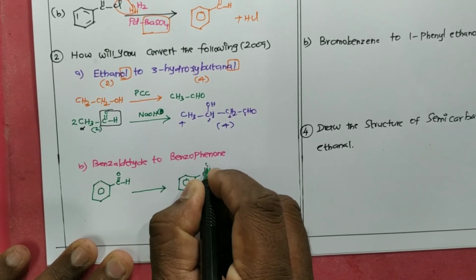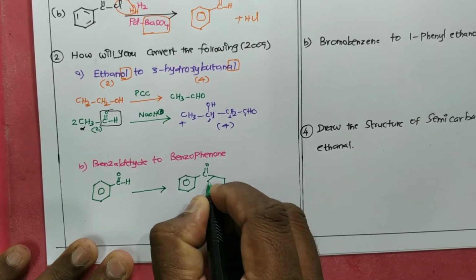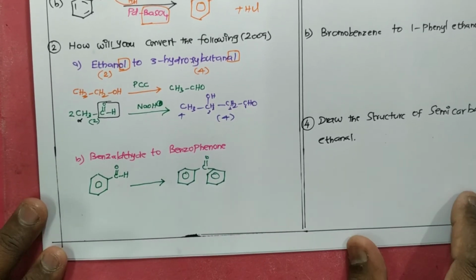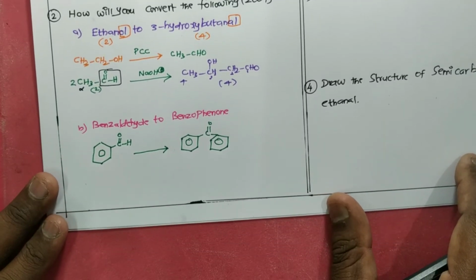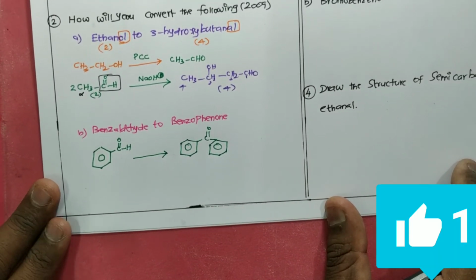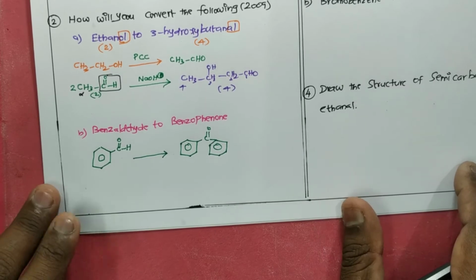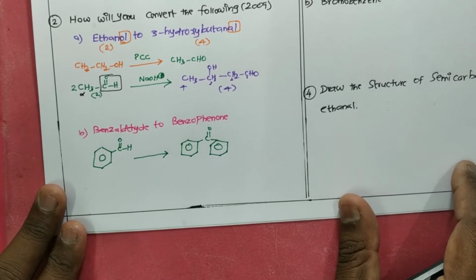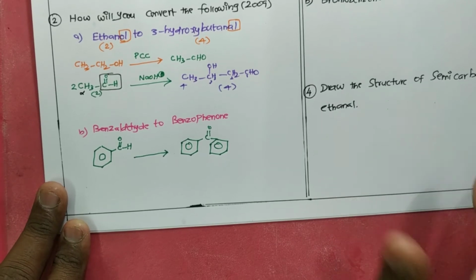Okay, C double bond O, and one more ring to be substituted here. Benzophenone, I have to get it. So benzophenone I have to prepare. Initially, how can we do this? We can do it with oxidation. If you are doing the oxidation, it will form some compounds.